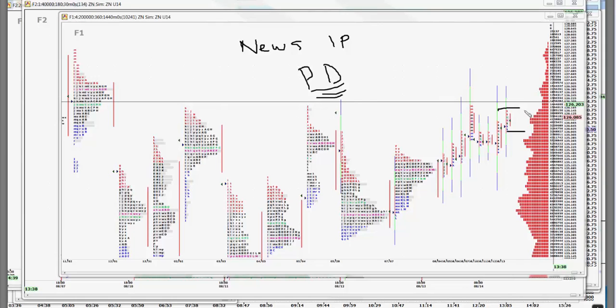We'll sell failure to make new highs, and we can certainly buy against support at the low end of the range. You can see we're right in the middle right there. So we're going to play for a pause day.